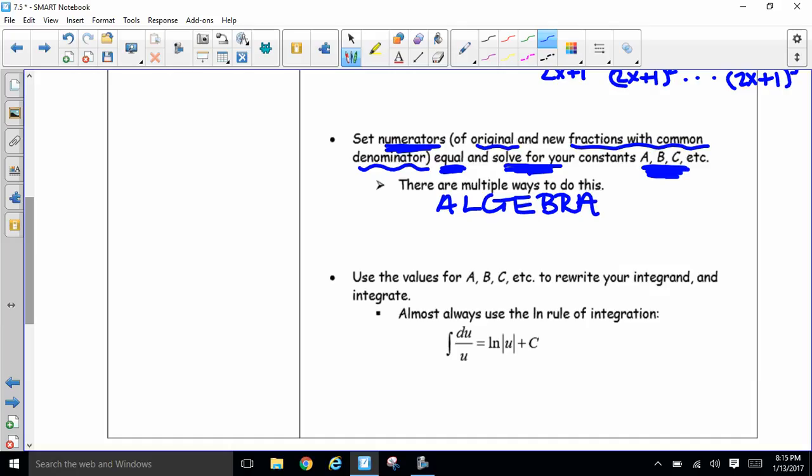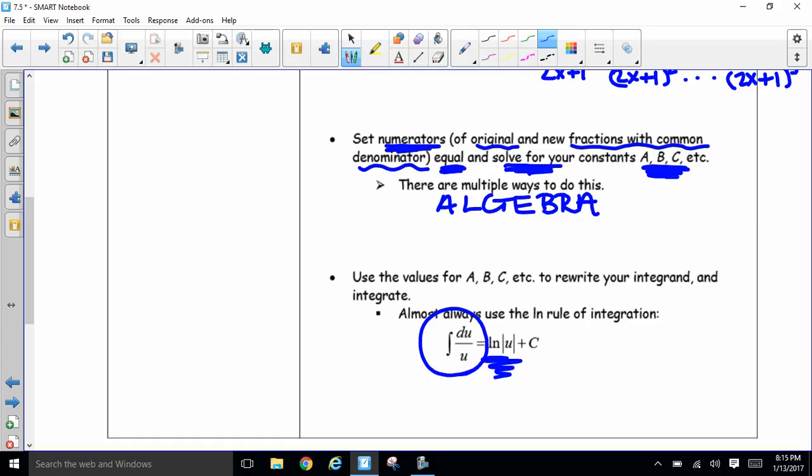Just a reminder that a lot of times you end up seeing natural logs for this, because we end up switching our problem into the 1 over u or du over u format, and so you end up getting natural logs a lot of the time.